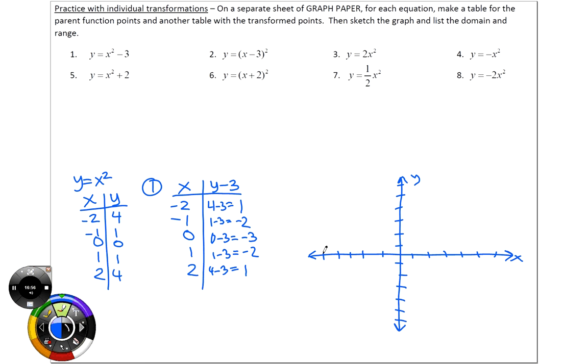And then I would just plot these points. So negative 2, 1; negative 1, negative 2; 0, negative 3; 1, negative 2; and 2, 1.